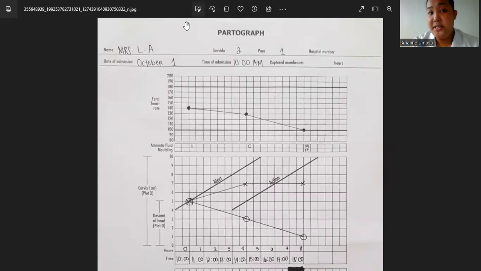The patient's name is Mrs. L.A., gravida 2, para 1. Date of admission is October 1. Time of admission is 10 a.m. Below the mother's information is the fetal heart rate. We know that the normal range of fetal heart rate is 120 to 160 beats per minute. Then below the fetal heart rate is amniotic fluid.